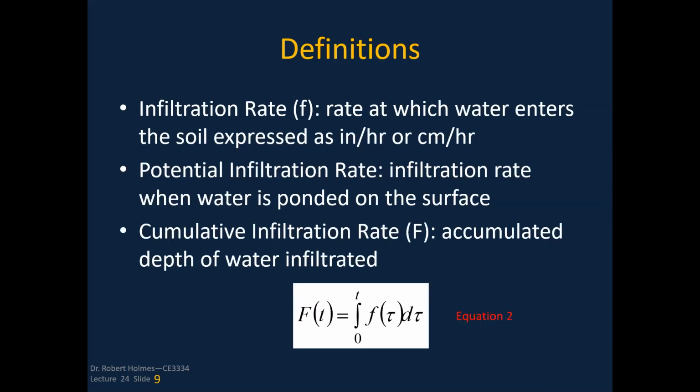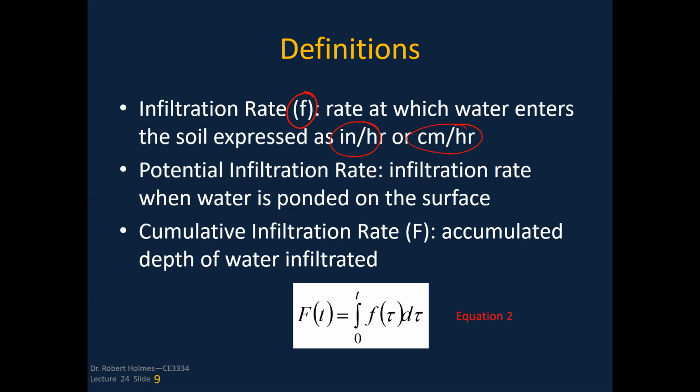So I want to give some more definitions. We've got something we're going to abbreviate as little f. That's the infiltration rate. That's the rate at which water enters the soil, expressed in length per time, either inches per hour or centimeters per hour for the most part. Then we've got the potential infiltration rate. That would be the infiltration rate if water is actually ponded on the surface of the soil, at ground level. And so if we've got an infiltration rate, that may not be the maximum potential infiltration rate.